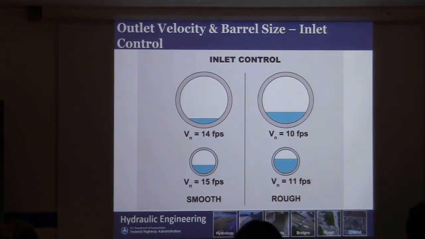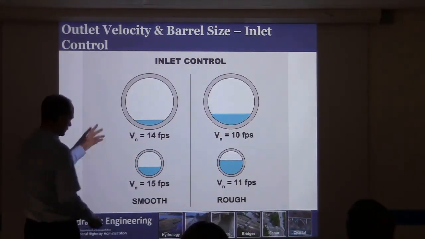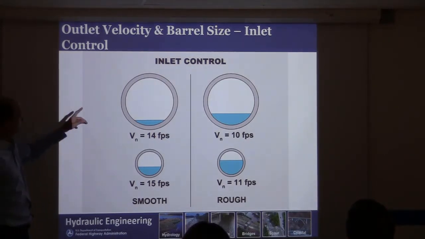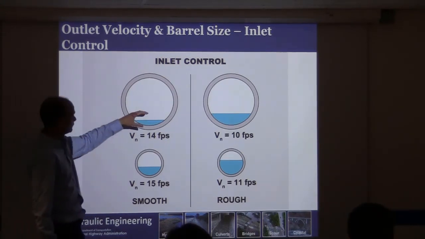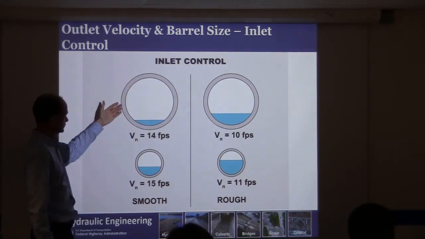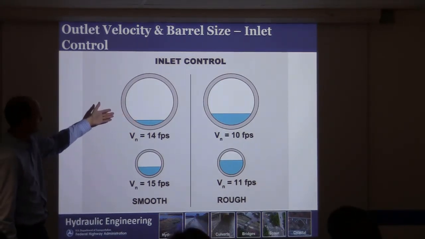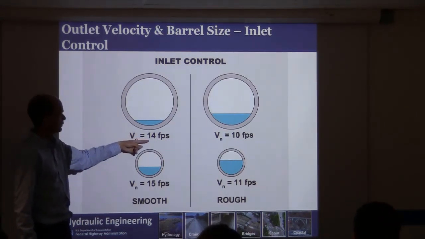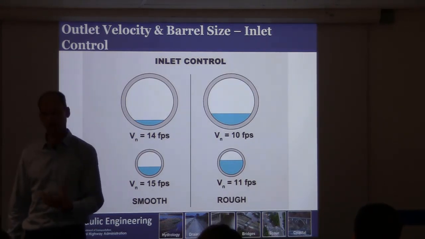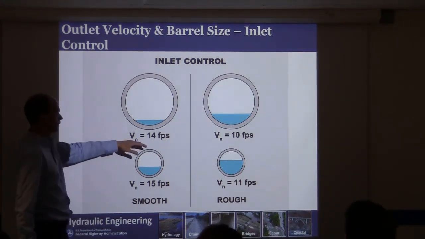Outlet velocity. So here's the thing, and maybe I just misspoke. Here's a calculation that we've done. This is an inlet control. So think of your water slide example again. We have this large culvert, say a 4 foot diameter concrete pipe. We see that we have this outlet velocity at 14 feet per second, which is really high, and in most cases, unless you're discharging on bedrock, it's going to be erosive to a degree. So we're not quite liking that.